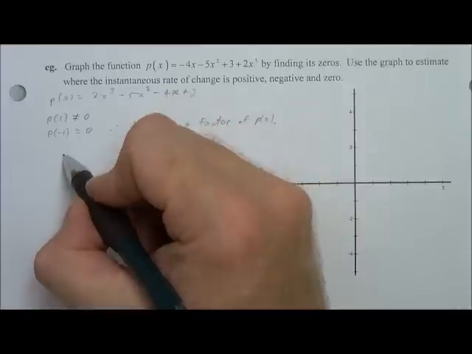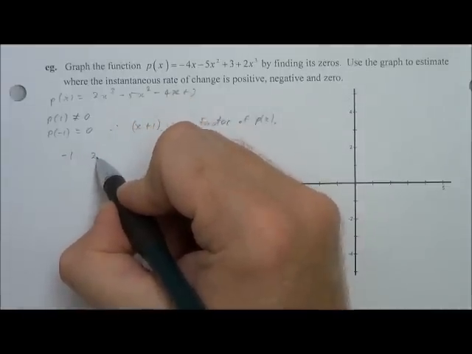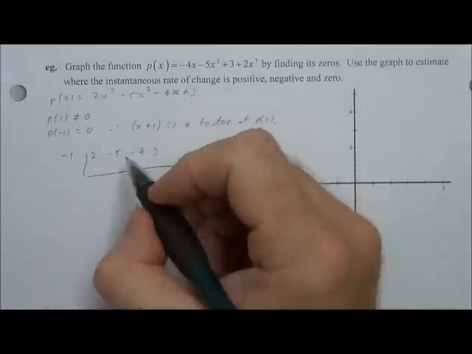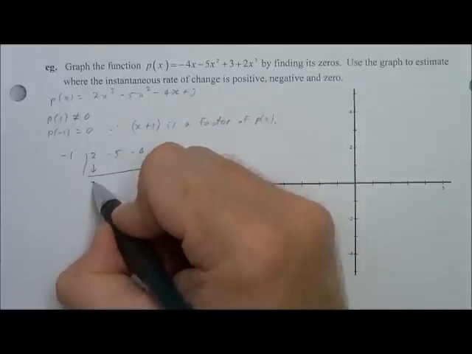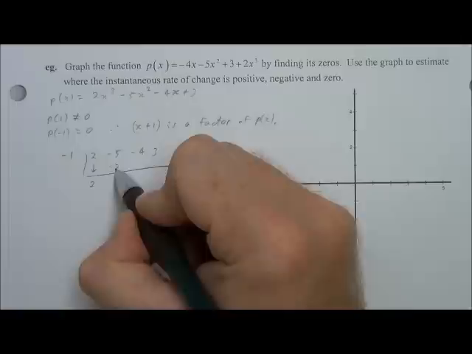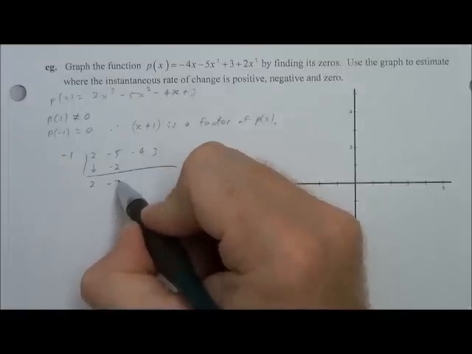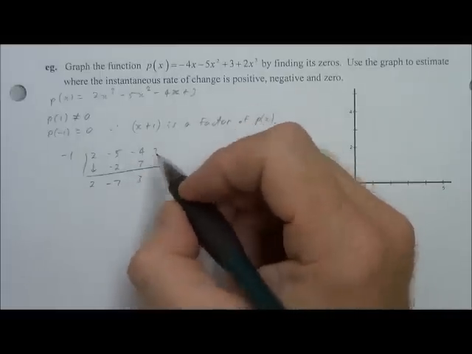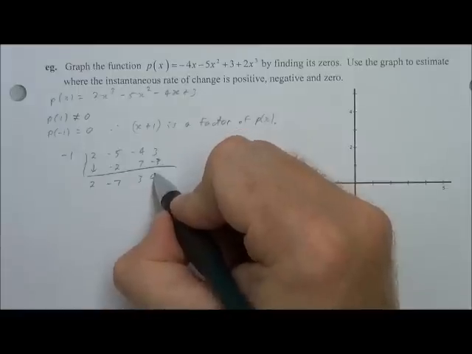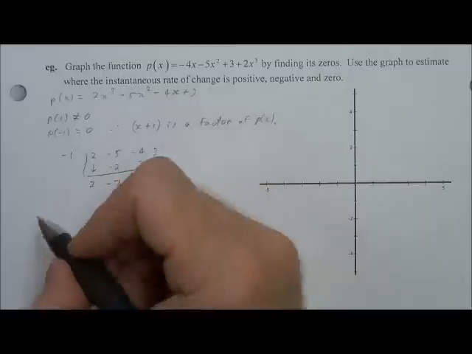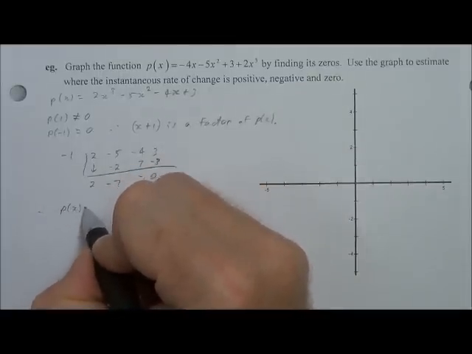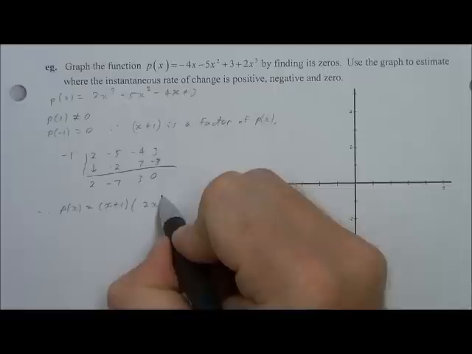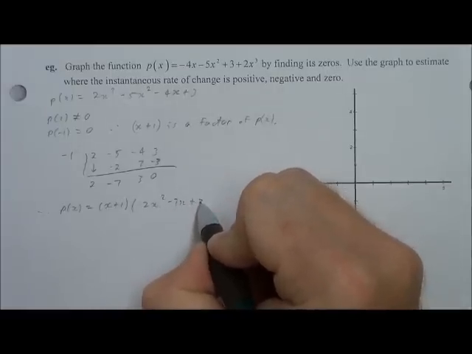Then I'll do some synthetic division, or perform the Ruffini method. So I'll bring this down, multiply, put negative 2 here, we'll add this to get negative 7, we'll multiply again, add down to get 3, multiply again to get negative 3, which gives me 0, which is what we need. So therefore p of x is x plus 1 times 2x squared minus 7x plus 3.